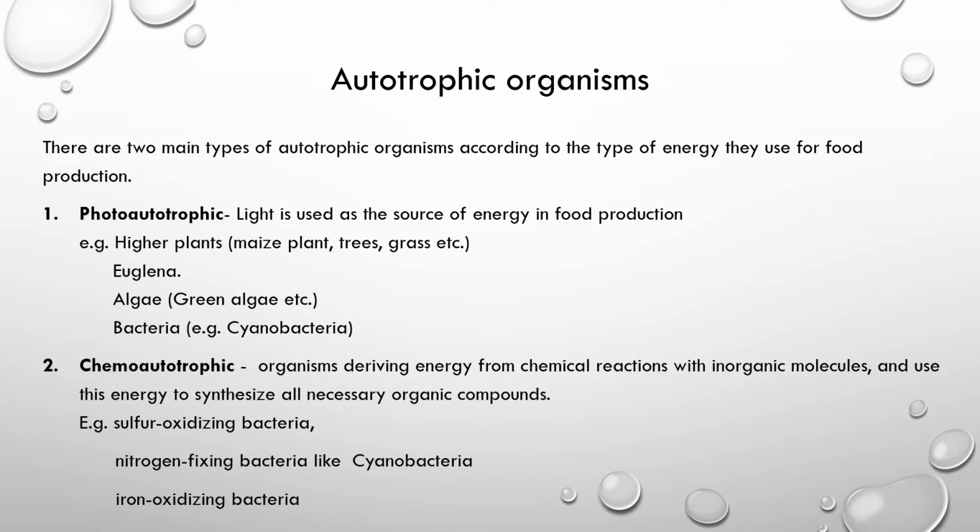So according to the type of energy used by the organisms in food production, there are two main types: autotrophic and chemoautotrophic.